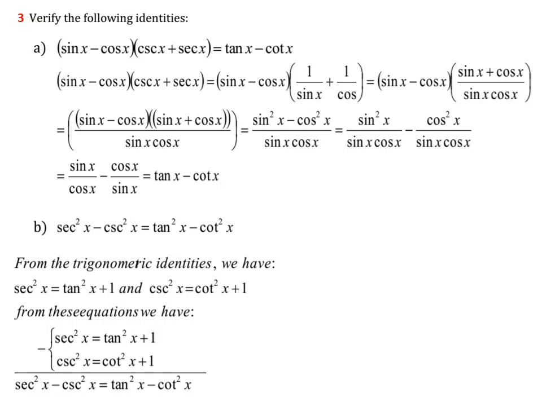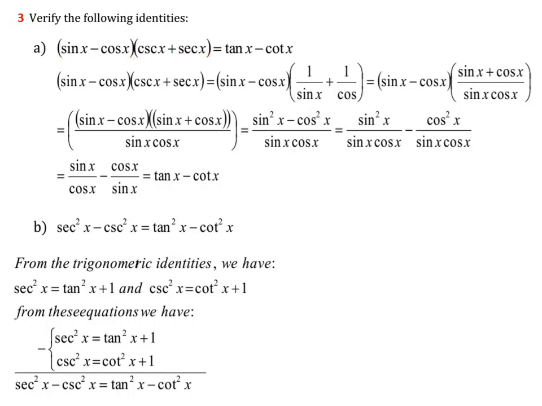Again, by simplifying this, we have sin square x over sin x cos x minus cos square x over sin x cos x. Again, when we simplify this, we have sin x over cos x minus cos x over sin x. But we know that sin x over cos x is tan x, and cos x over sin x is cot x. Therefore, we have tan x minus cot x. Therefore, (sin x minus cos x) times (cosec x plus sec x) is the same as tan x minus cot x.